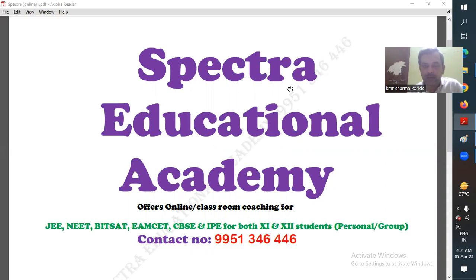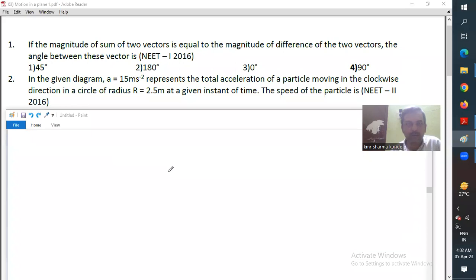In this video, I am going to explain answers for a few previous NEET questions in the chapter Motion in a Plane. First question: if the magnitude of the sum of two vectors is equal to the magnitude of the difference of the two vectors, we need to find the angle between these vectors. This was given in 2016, first phase.